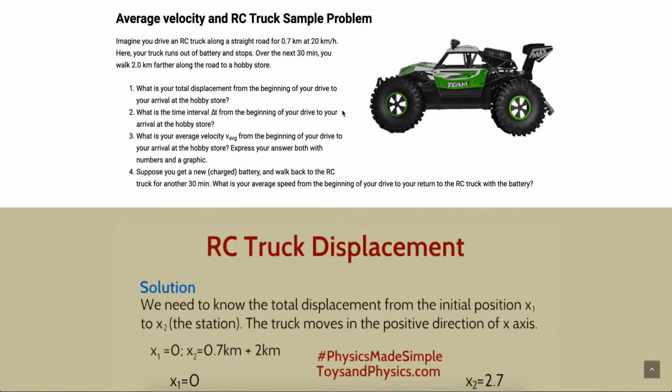There's a fourth question here, but this includes a bit of a twist in the story. Suppose you get to the hobby store, you get a new or charged battery, and then you walk back to the RC truck for another 30 minutes. If that's the case, then what's the average speed from the beginning of your drive until you return to the RC truck with the new battery? So that's the problem statement.